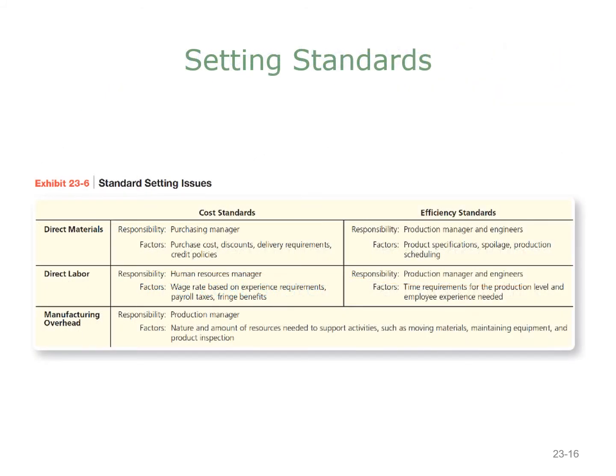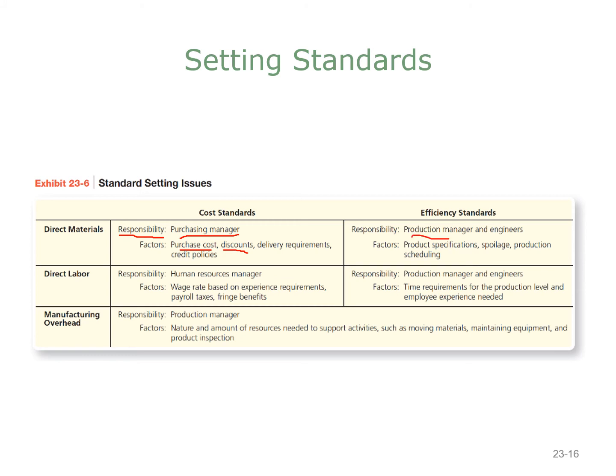And if you look here, the direct material, for example, this is the cost standard and this is the efficiency standard. We are looking here at responsibility, like the purchasing manager. What are the factors affecting the cost standard of the purchasing manager? Purchase cost, discounts received, delivery requirements, credit policies.